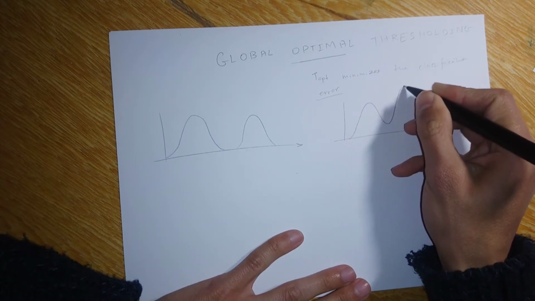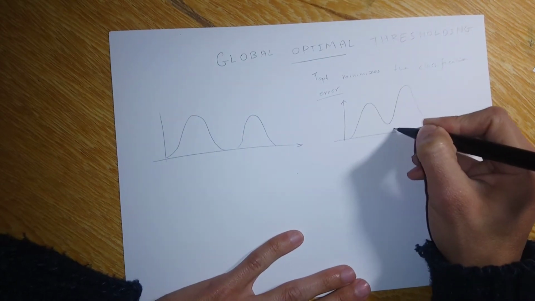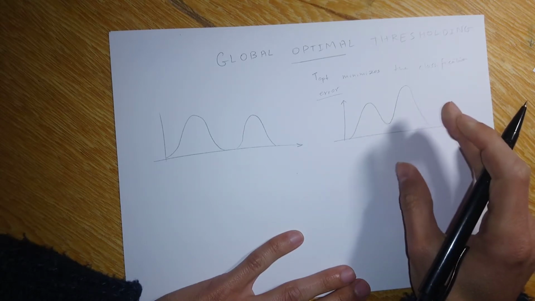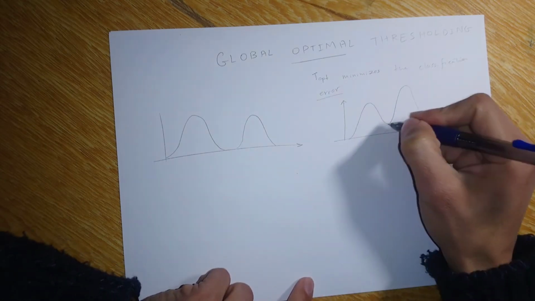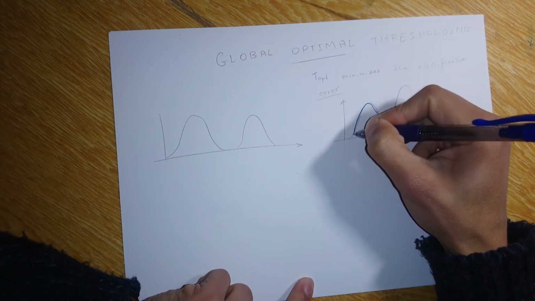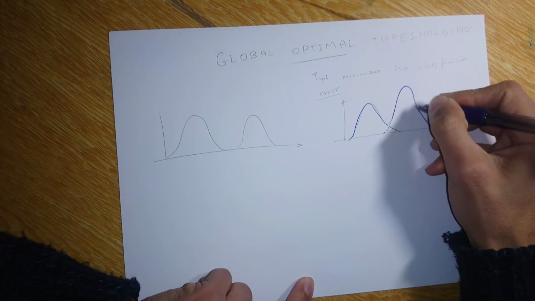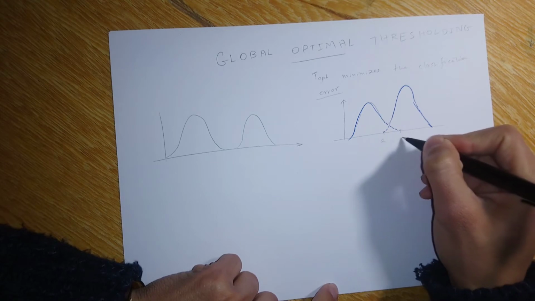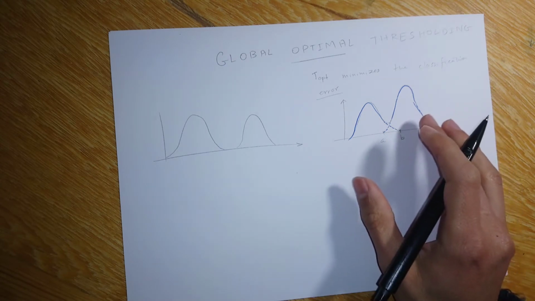So let's say that I have, for example, a histogram like this one, and it can be considered as a mixture of two distributions that are overlapping with each other. Let me highlight that to see it in more detail. This is the first distribution, and this is the second distribution, and they are overlapping in this interval. Let's call it AB.